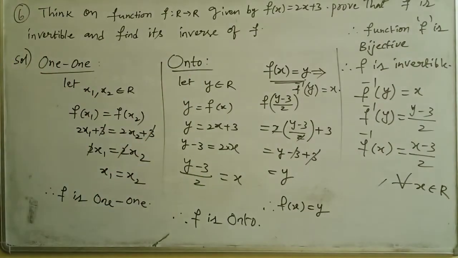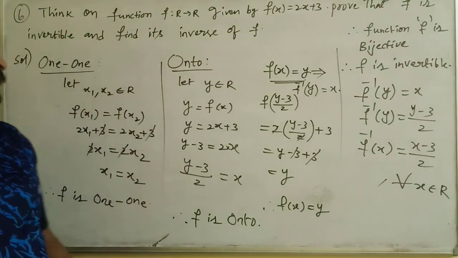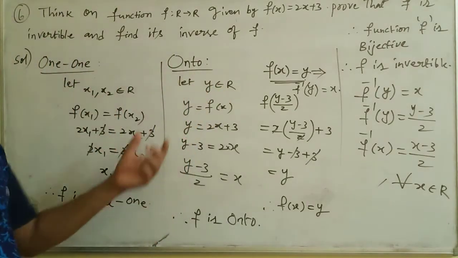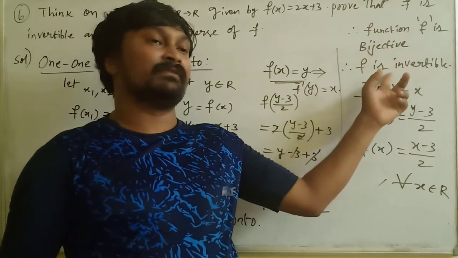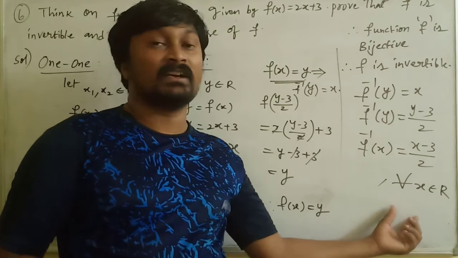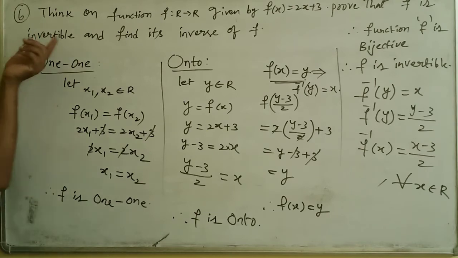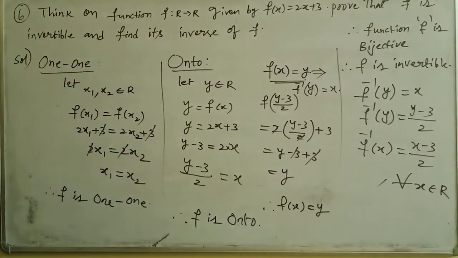So this is about your problem number 6. Once again, you can understand clearly: whenever a question is given like this, f is invertible, find the inverse of f. First find one-to-one function, then onto function. When both are proved, then only the function is bijective, then it is invertible. Then you have to find the inverse. Otherwise, if the function is not one-to-one, or maybe not onto, then it is not at all possible to invert. So we are not able to get the inverse of f. So this is about your problem number 6.